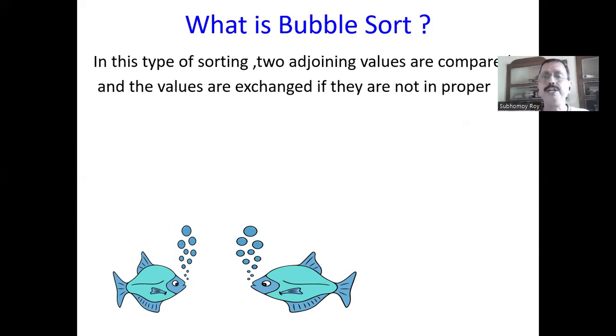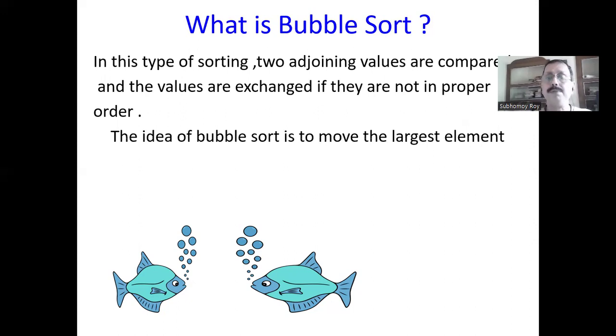In this type of sorting, two adjacent cells are compared and the values are exchanged if they are not in proper order. That means we will check cell 0 and cell 1 at the very beginning. Suppose we want to arrange them in ascending order, then we will check whether the elements present in cell 0 and cell 1 are in proper order or not. If they are not in proper order, we have to interchange their positions. And next, we will follow the next pair. In this way, we will proceed.